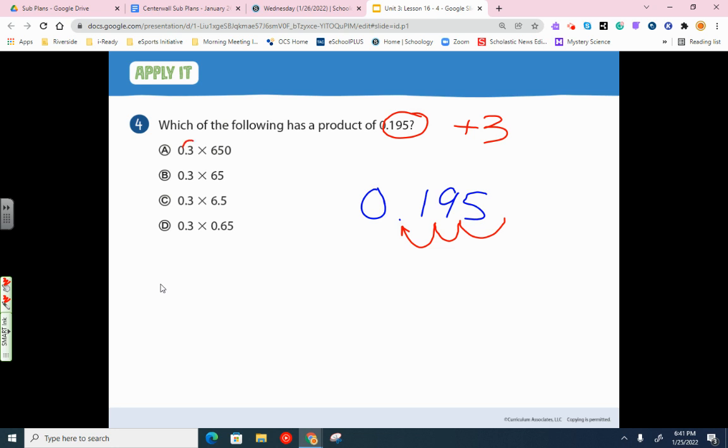Let's look at A. This one only has 1, so that can't be it. This one only has 1, so that can't be it either. This has 1, and this one for a total of 2. And this one has that 3 that we're looking for. So the answer is D. So again, you didn't have to solve it. What it's asking you is to look at your factors and see how many added up to 3 jumps.